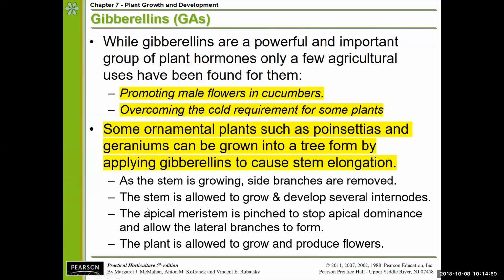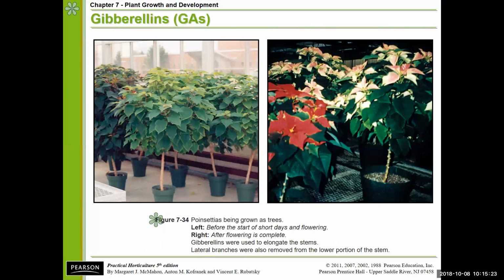Something I want to point out real quick, we can actually induce some of this, not necessarily just by adding the hormone itself, but by pinching that apical meristem. And often it's not just the presence or absence of the hormone, but the amounts of hormones and the ratios of them in representation with other hormones. So here we have some poinsettias that are being grown more in a tree shape by using gibberellins in their vegetative form to basically elongate the stems.